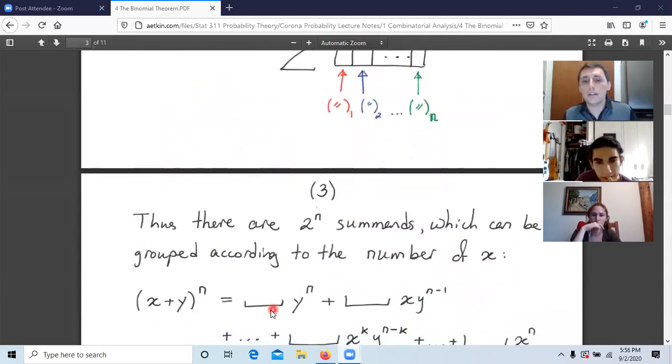So my question is, guys, in general, how many terms are there for y to the n? You see that there is only one way to do it, right? Because if I have y to the n, it means each parenthesis contributed a y. That's the only way it can happen. Now, for the second term, x times y to the n minus 1, how many ways can I create this term?